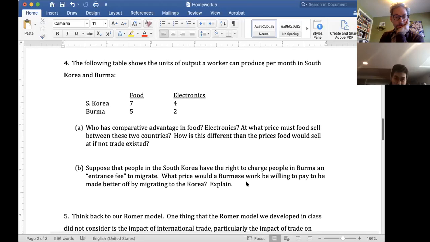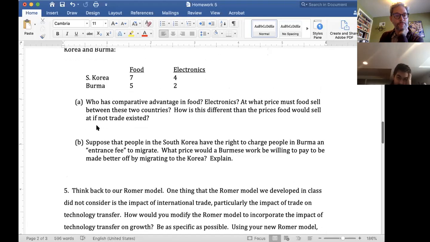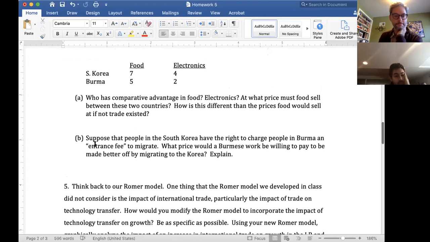Hey Todd, at the beginning of class, you went over number 4 of the homework. You were just answering someone's question. I kind of missed it. Do you mind just telling me that again? Yeah, real quick. This was question number 4, part B. I had just mangled my wording of this sentence. It should read, what price would a Burmese worker be willing to pay to be better off by migrating to Korea?